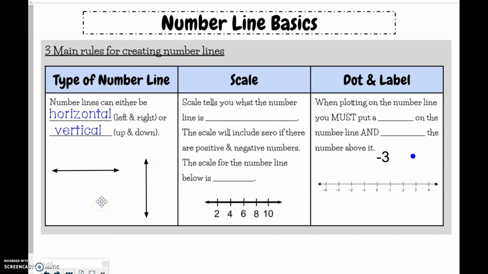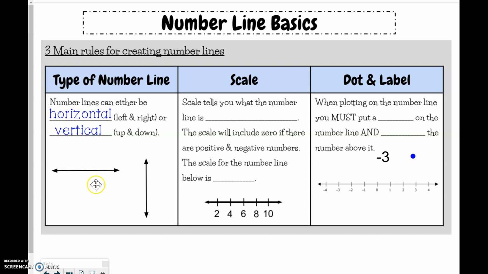To give you a real world example, a horizontal number line would be kind of like a football field. If I have a football field with the 50-yard line in the middle, then on either side it mirrors, right? It's 40 one direction versus 40 the other direction. That's an example of a horizontal number line. A vertical number line would be like a thermometer when you're measuring the temperature outside. Going up, the numbers get bigger, going down they get smaller.